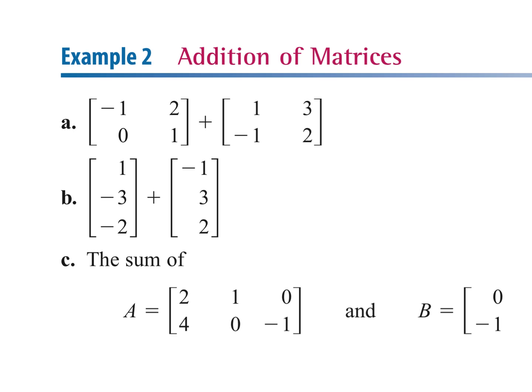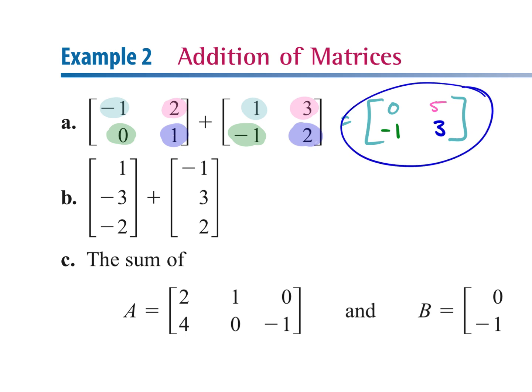When we're adding our matrices together, let's look at example 2a. We're going to add the first number with the first number. So the numbers in the same exact spots get added together. That's why they have to be the same size. What is -1 plus 1? 0. Awesome. Then the second number with the second number. What's 2 plus 3? 5. And then we have 0 plus -1. What's 0 minus 1? -1. And then 1 plus 2? 3. So this would be our answer.